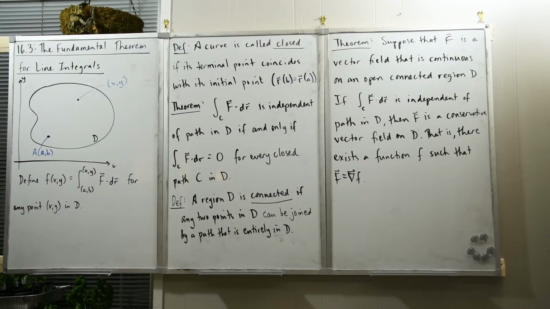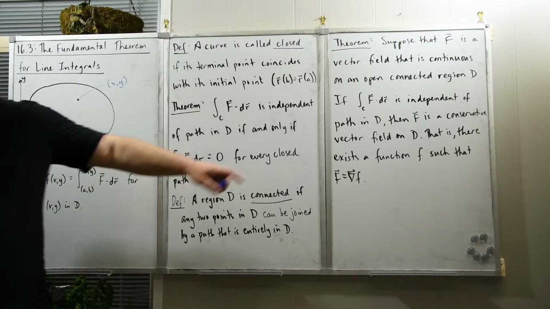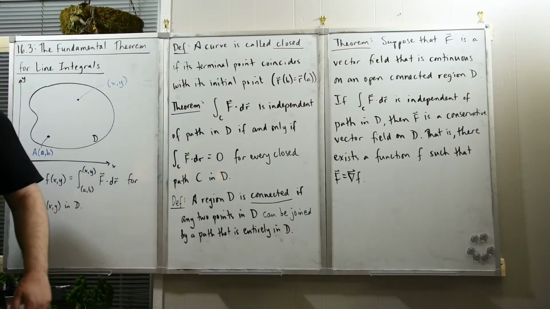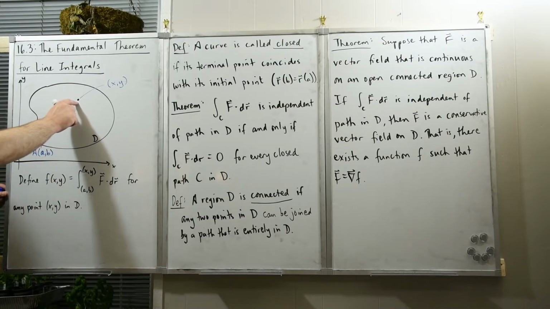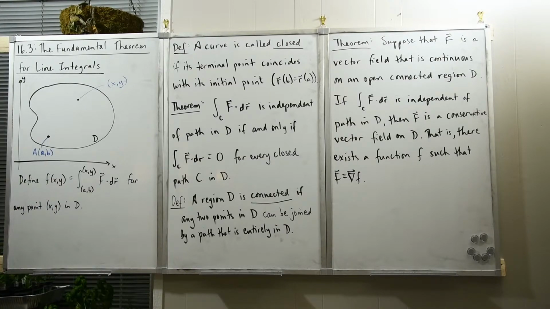Now, what you have to keep in mind is that according to the assumptions in the theorem, the line integral of f along C is independent of path. So it really doesn't matter how we get from this point A to this point (x, y). We can get there any way we want. The value of the line integral is still going to be the same regardless.